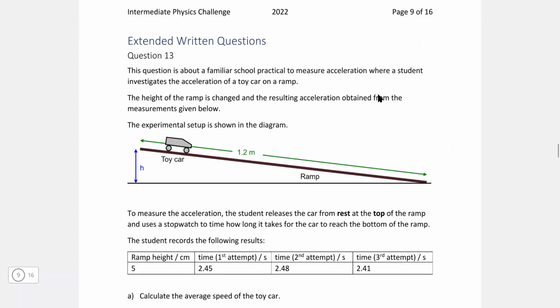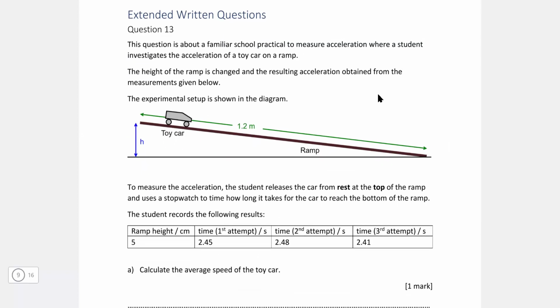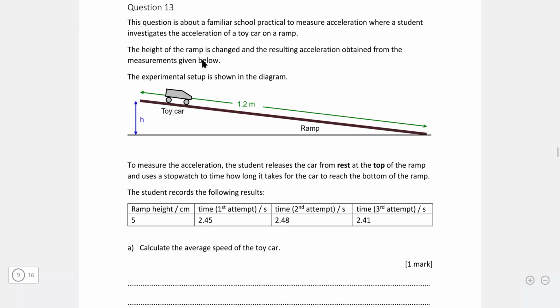Okay, extended written questions. So let's have a look at the next section, and let's have a look at question 13. So this question is about a school practical to measure acceleration, where a student investigates the acceleration of a toy car on a ramp. So the height of the ramp is changed, and the resulting acceleration obtained from the measurements are given below. And we have the following experimental setup.